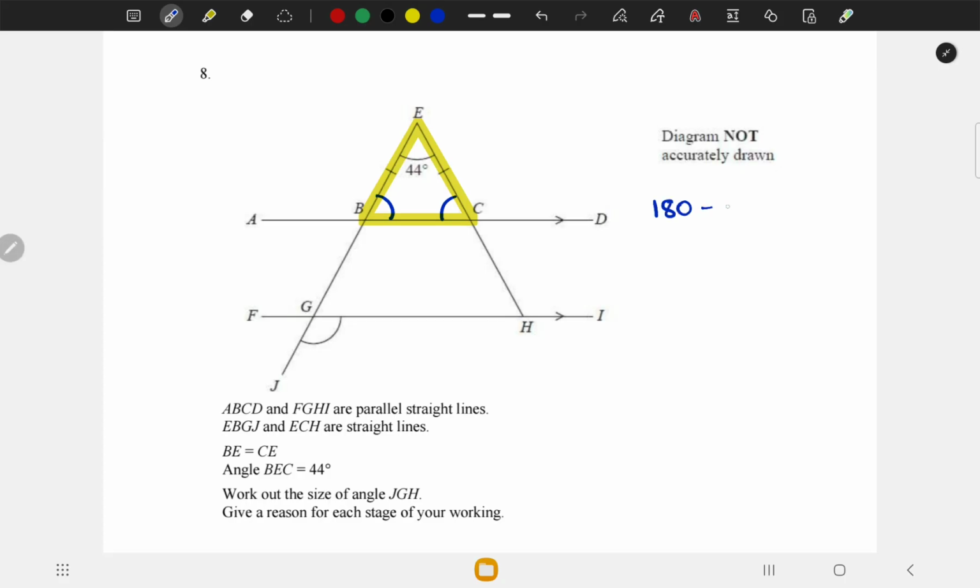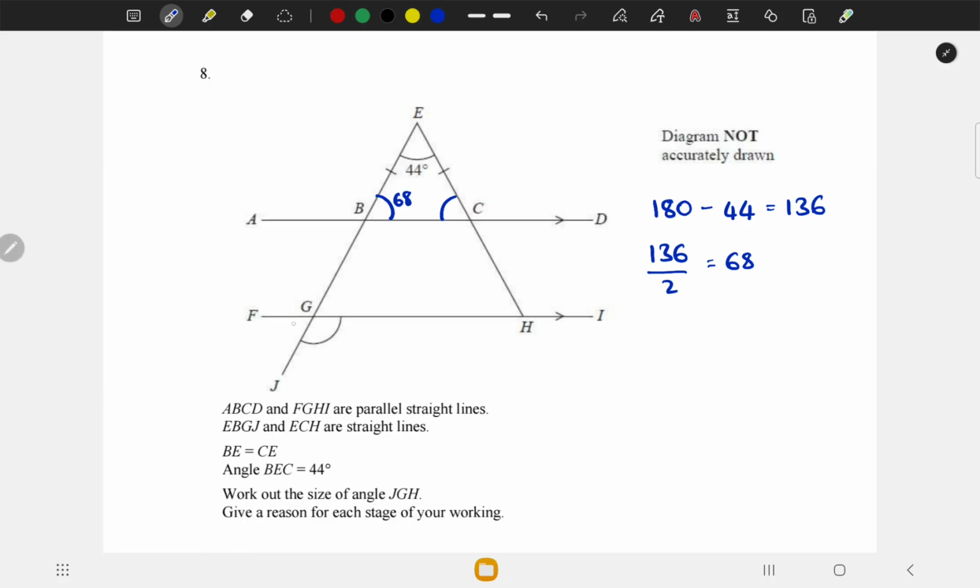So from the 180, we've already been given the 44 degrees. So I'm going to subtract that, and it gives me 136. Now base angles are equal, so this 136 needs to be divided equally into two parts to give us 68. I know now that this particular angle here is 68 degrees. What else can I find?